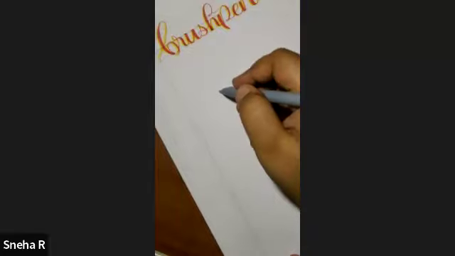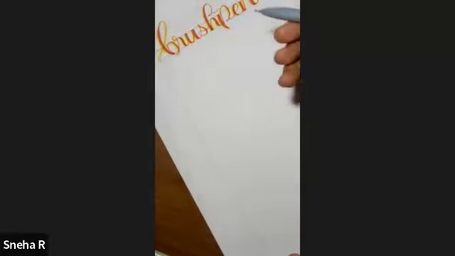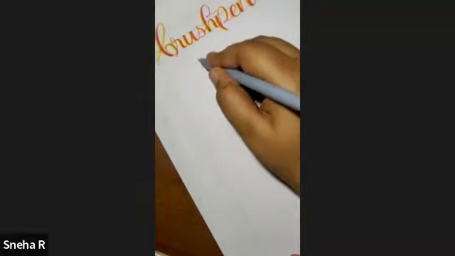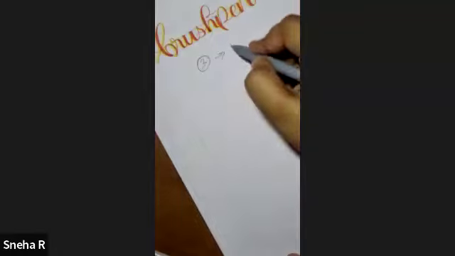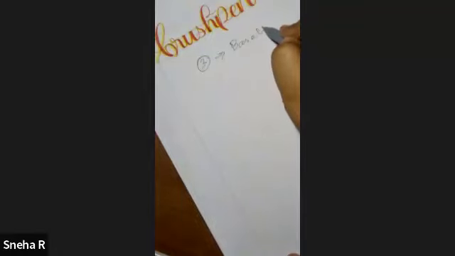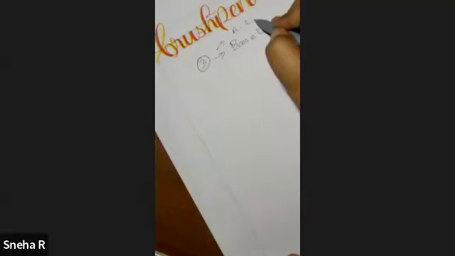Okay. So guidelines basically are lines which are going to help us practice and perfect the art of calligraphy. Basically, the guidelines in brush pen calligraphy are of three types. First one being the baseline. Second one would be ascendant line. And the third one is descendant line.